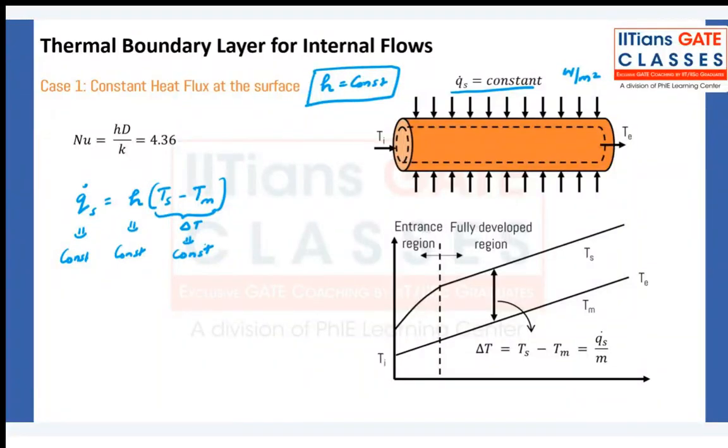How will it remain constant? Look, you are giving heat. Of course, your T mean is going to increase. But together, surface temperature is going to increase. But they both will increase in such a way that delta T will remain the same. Only then will it satisfy this condition: constant heat flux at the surface.